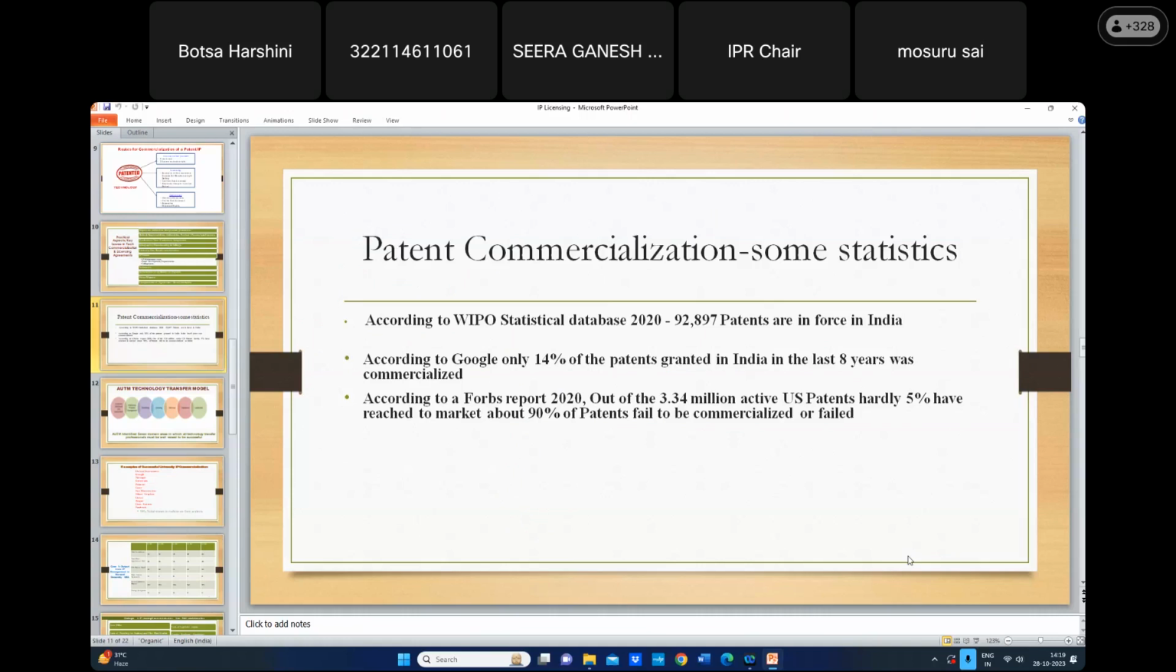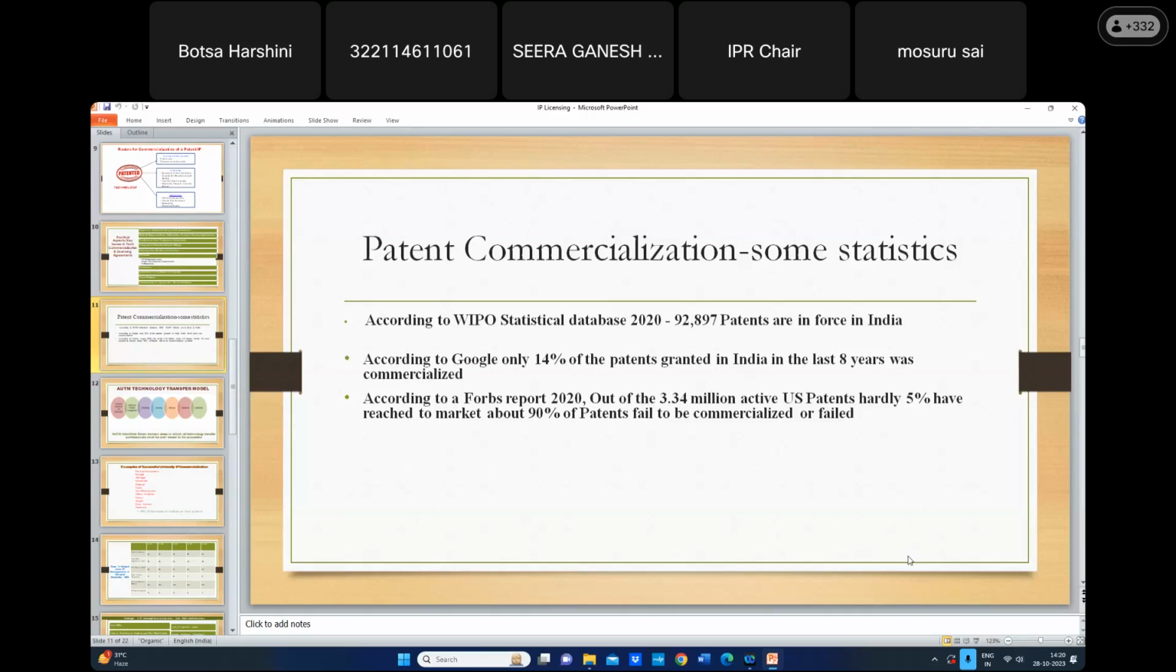India has around 93,000 valid patents in force. But if you analyze their licensing or commercialization, it's not that great. According to Google, only 14% of the patents granted in India in the last 8 years were commercialized. Hardly anything. And according to a Forbes report, out of the 3.34 million active US patents, hardly 5% have reached the market. About 90% of patents failed to be commercialized. So this is where the crux of the matter lies.